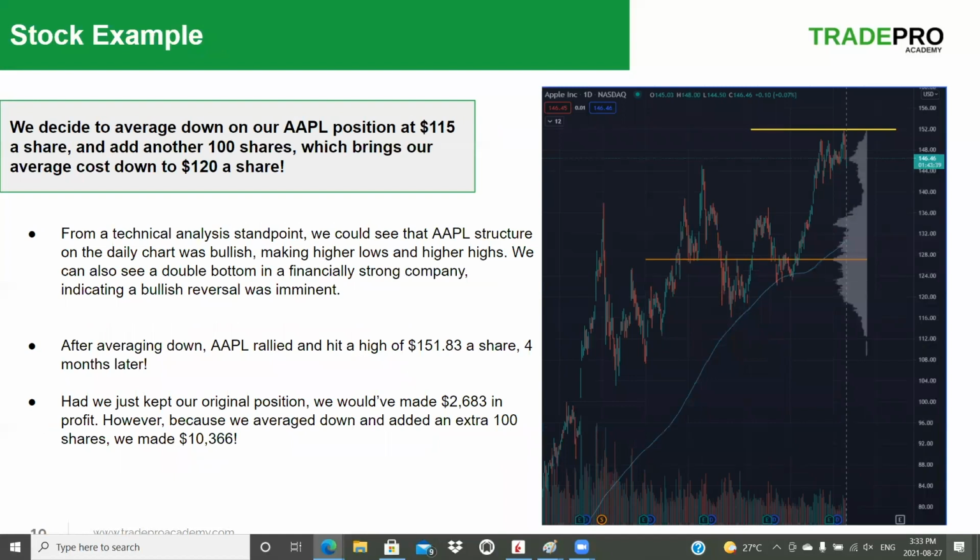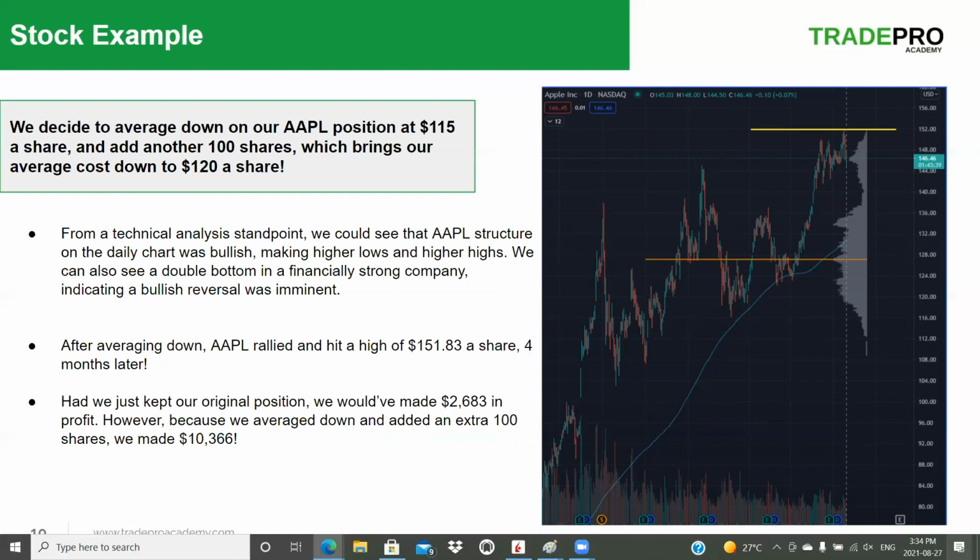So we decide to average down on our Apple position at $115 a share and add another 100 shares, which brings our average cost down to $120 a share. From a technical analysis standpoint, we could see that Apple's structure on the daily chart was bullish, making higher lows and higher highs. We can also see a double bottom in a financially strong company, indicating a bullish reversal was imminent. So after averaging down, Apple rallied and hit a high of $151.83 a share 4 months later.